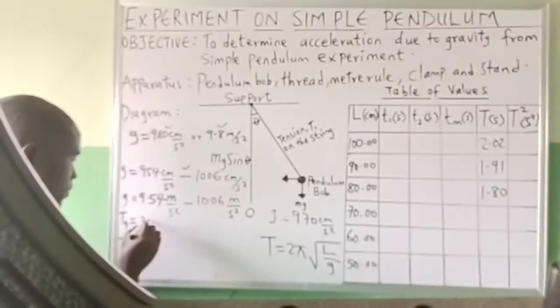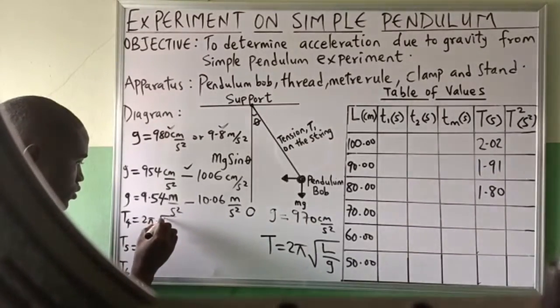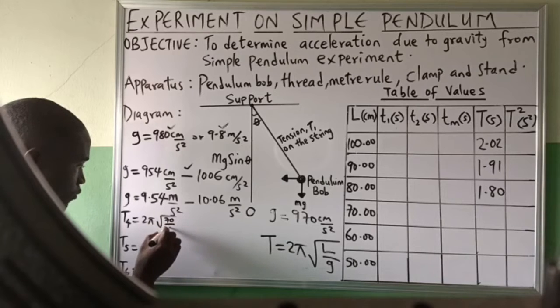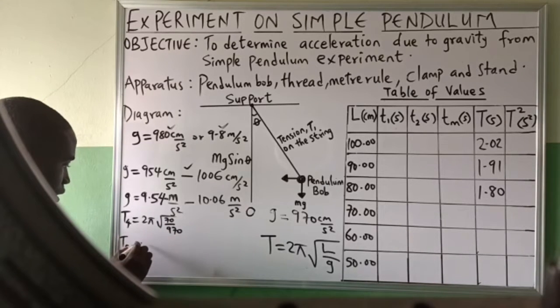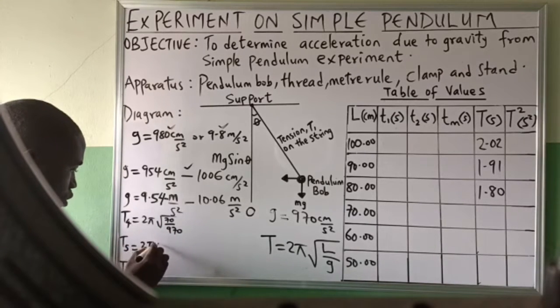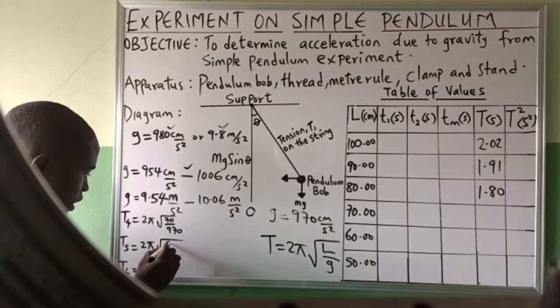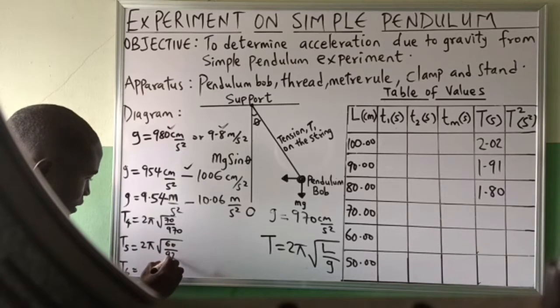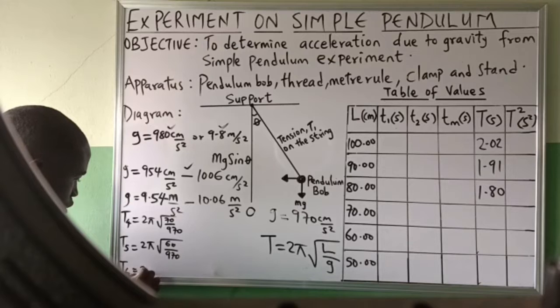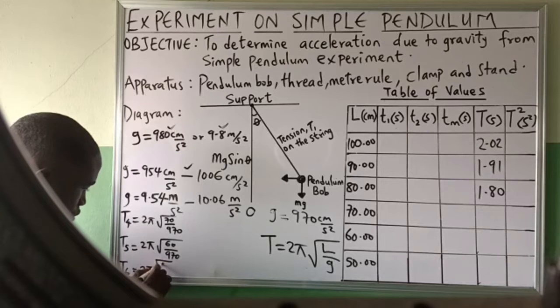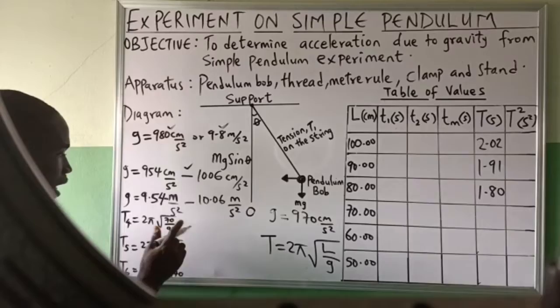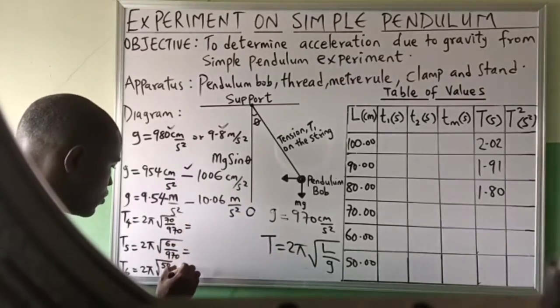we will say 2 pi root 70 all over 970. Then the next one, 2 pi root 60 all over 970. Then the next one, 2 pi root 50 all over 970. Let's get their values.